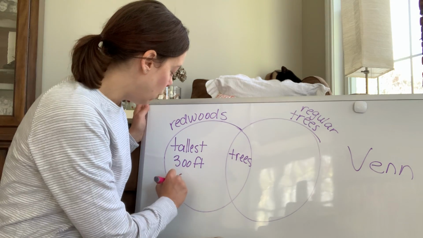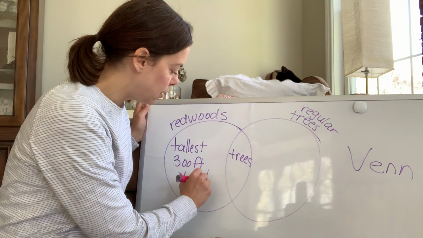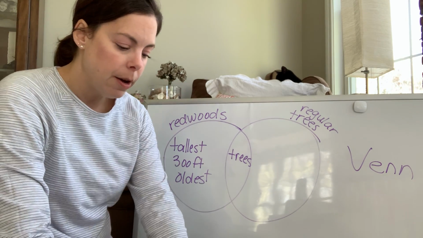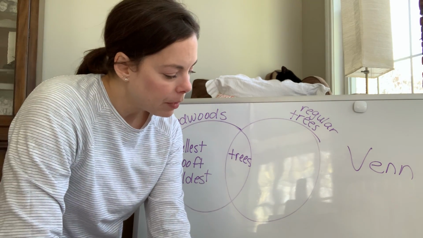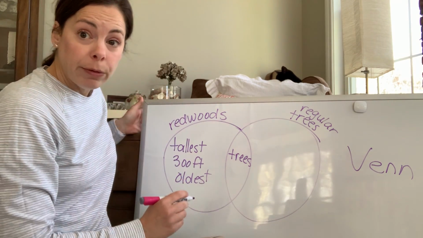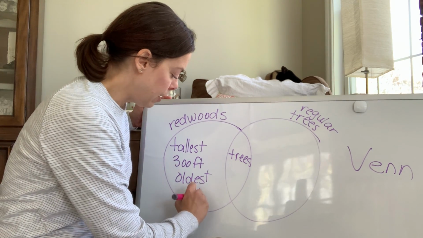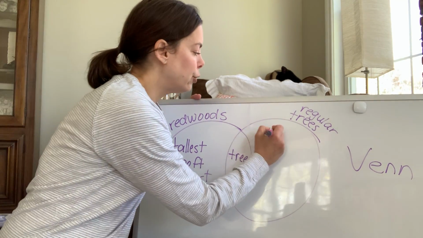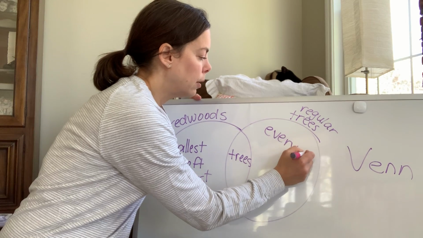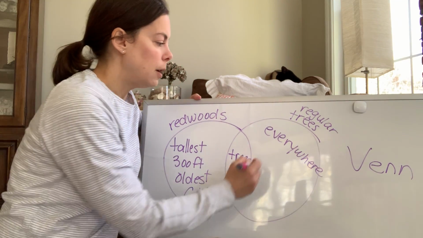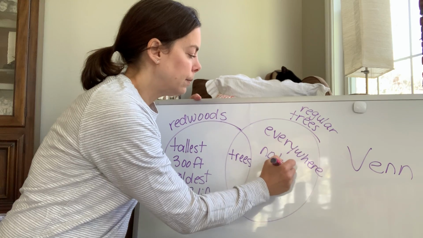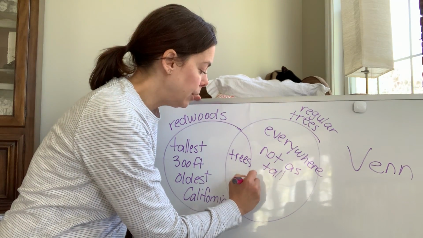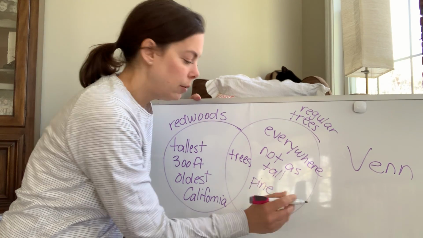Redwoods are some of the oldest, and that makes sense because the longer a tree is around, the taller and wider it will become. Okay, redwood forests are not found everywhere. They're in California. Okay, regular trees are everywhere. They're not as tall. Regular trees, some of them are pine trees, so they could have pine trees.